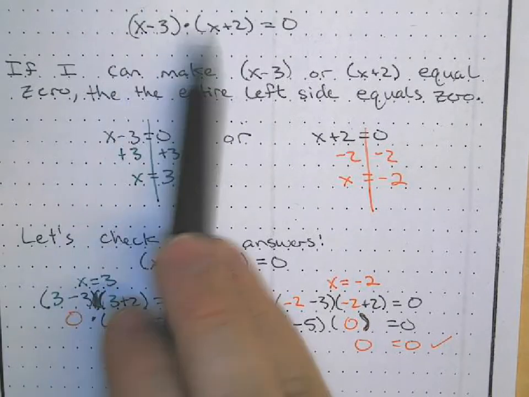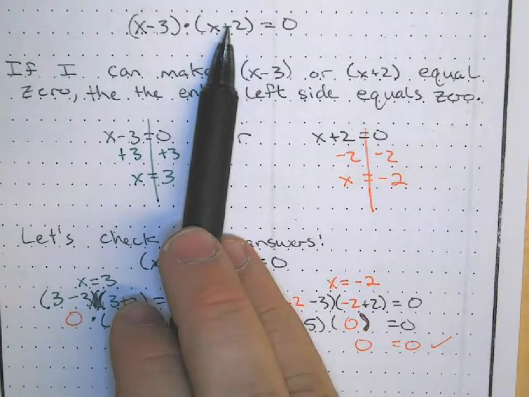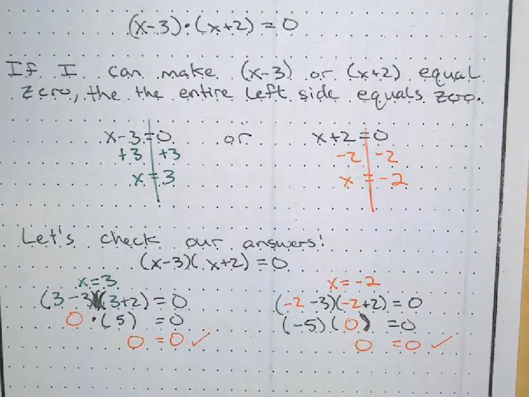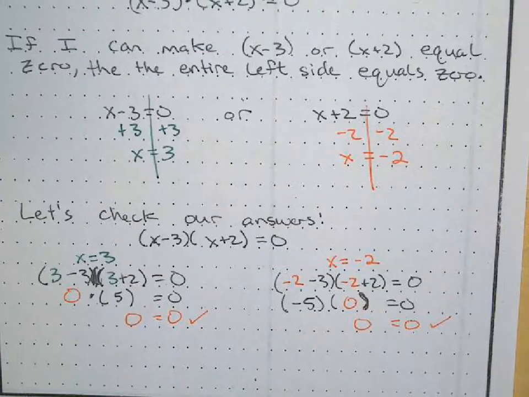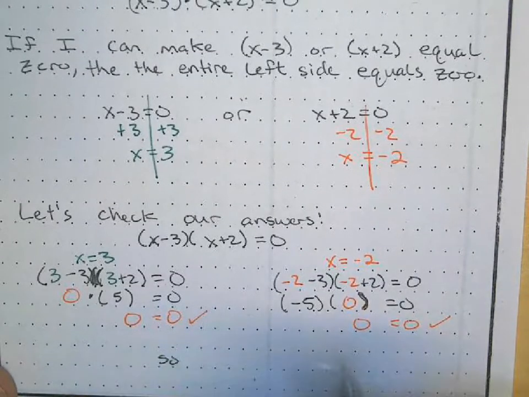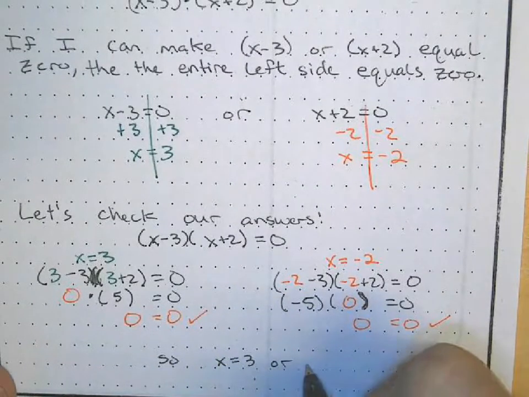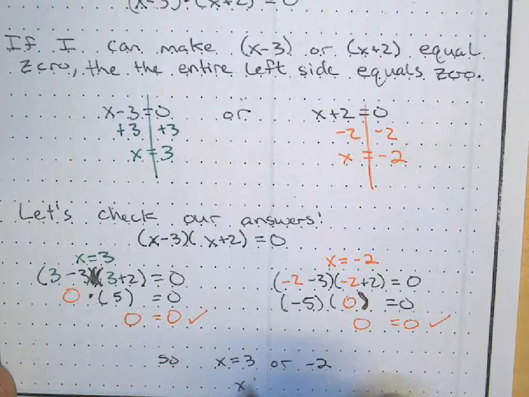So if we can get two things to multiply together and it equals 0, then we can set each piece equal to 0 and solve individually. So what we found is x equals 3 or negative 2, and we'll write it as x equals 3 comma negative 2. So you don't have to write the word or.